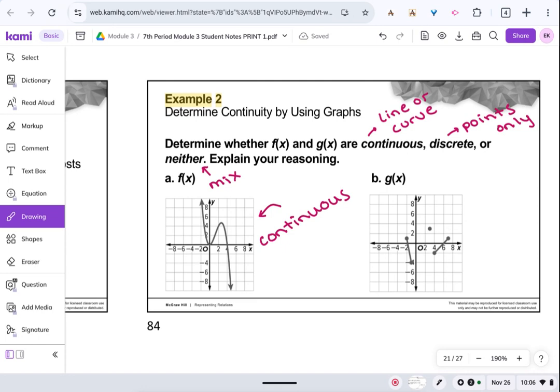On this graph, on letter B, we've got some points, and we've also got stuff that's connected as well. Okay, so a mix of the two is going to be our neither option because it's not just points and it's not just a curve or a line.